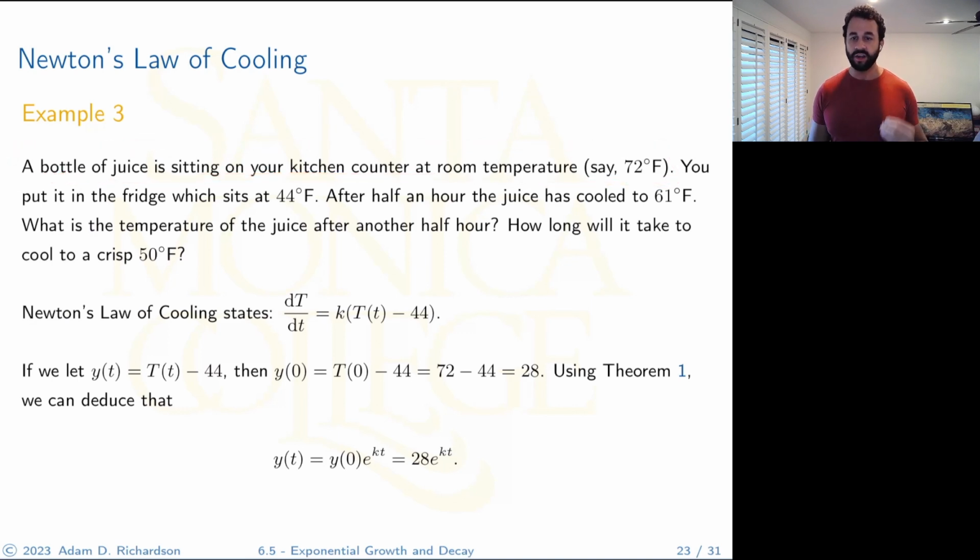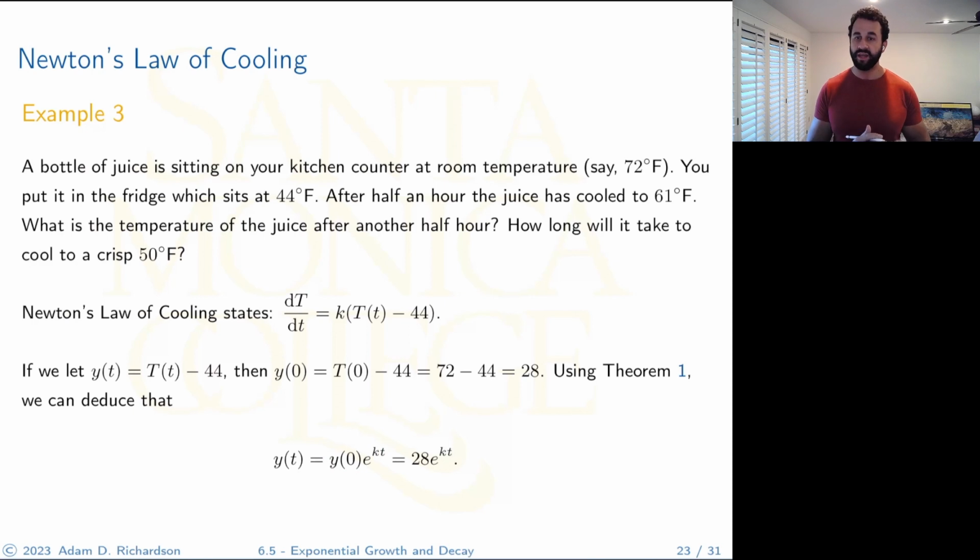So the juice is starting at 72 degrees Fahrenheit. That's its initial temperature. Then when we put it in the fridge, it's surrounded by a 44-degree environment, right? So the initial difference is 28. And so using that theorem, we can write our model as y of 0 times e to the kt, and we just found that y of 0 is 28.